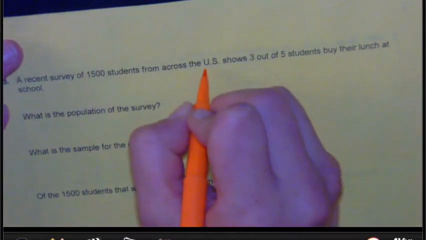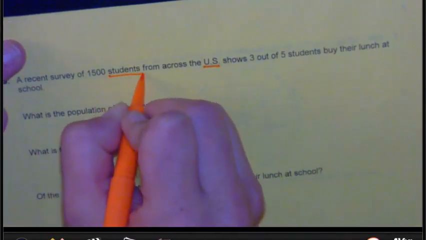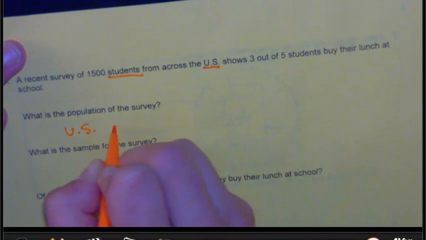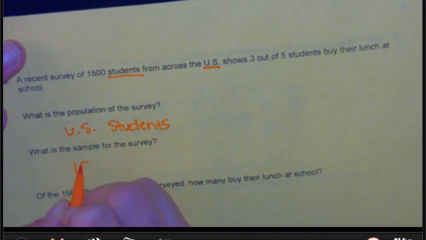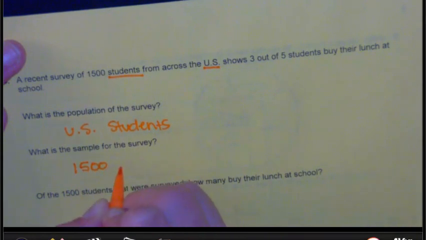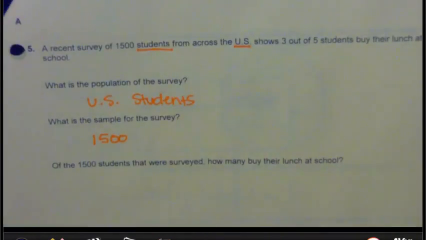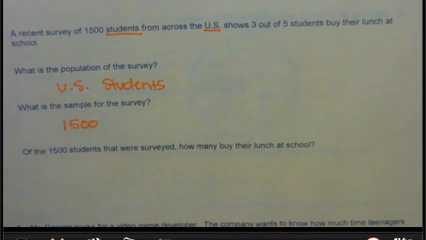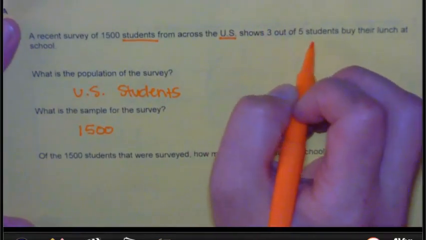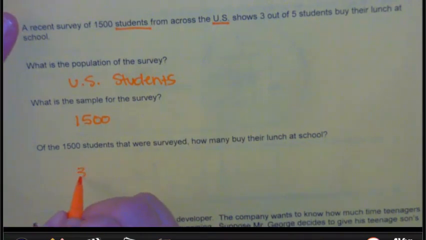Well, my population is U.S. students, because my survey is the 1,500 students that were surveyed, that were asked. Of those 1,500 that were surveyed, how many buy their lunch at school? Well, it gives me the proportion 3 out of 5 buy their lunch at school.